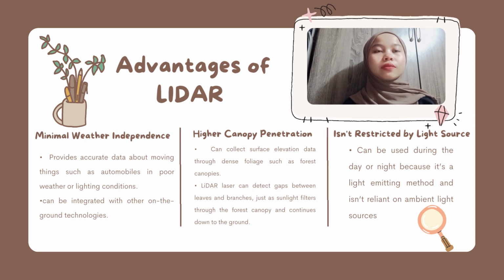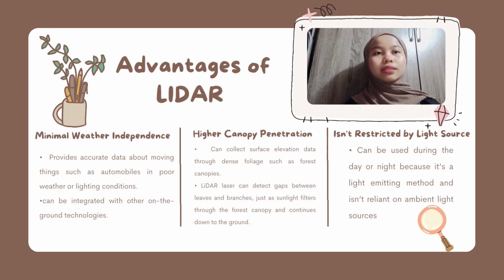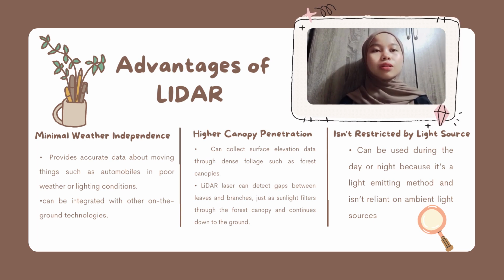It has the capacity to collect surface elevation data through dense foliage such as forest canopy. The multiple laser pulses emitted by the LiDAR laser can detect gaps between leaves and branches, just as sunlight filters through the forest canopy and continues down to the ground. Higher canopy penetration will eventually provide various benefits such as detecting illegal drug farms and conducting military operations in dense forests. LiDAR can be used during the day or night because it is a light emitting method and does not rely on an ambient light source, the same as in the photogrammetry case.